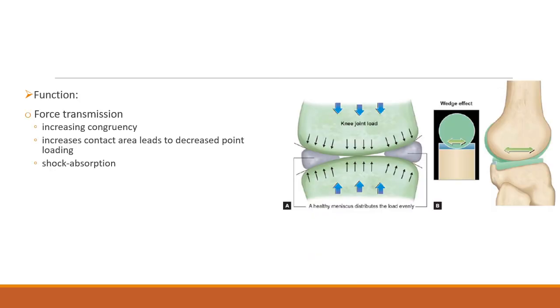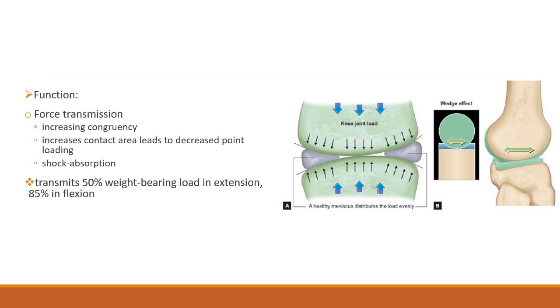The function of the meniscus is mainly to help force transmission. They act as a shock absorber. They increase the congruency of the flat tibial surface and increase the contact area to decrease the point loads and the pressure transmitted from the femur to the tibial side.